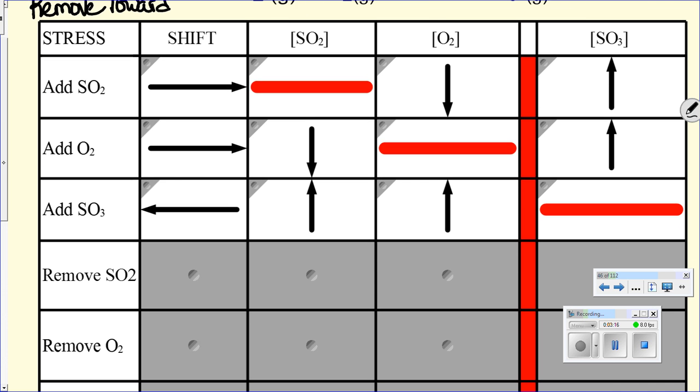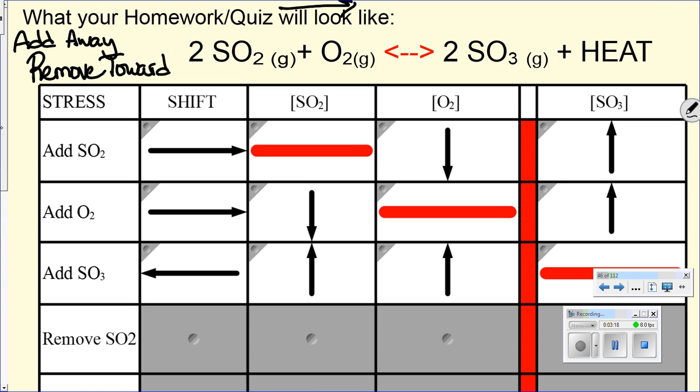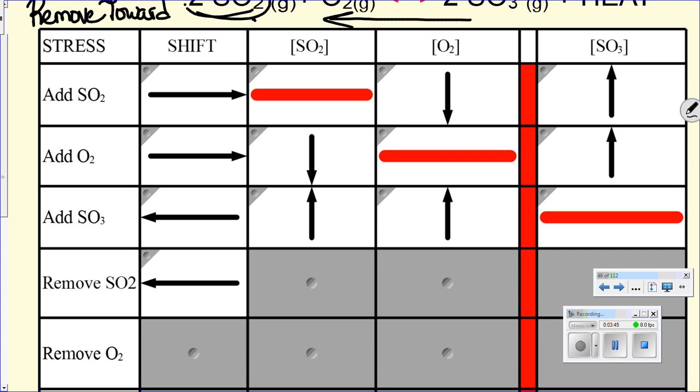Now let's talk about removing. So if we remove SO2, so if we remove this, when we remove, we shift towards. So it's really happening because we take that out. SO3 is still decomposing, but the O2 doesn't have anyone to react with to make SO3. So what really happens, we take out the SO2, it's basically like taking all the girls out of the dance. Eventually we'd end up with a whole bunch of single guys. So by removing SO2, we are shifting to the left.